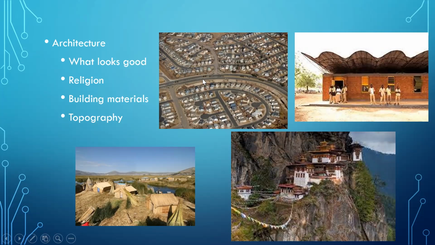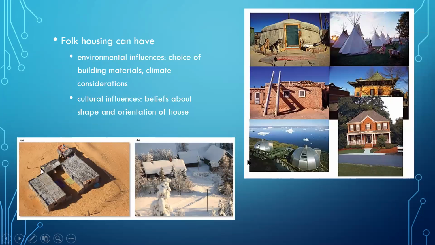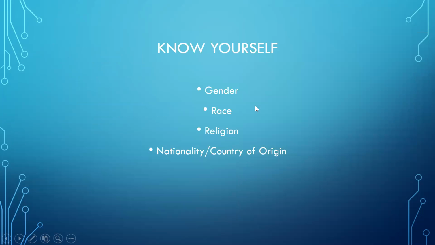So, suburbs, the rural areas, or in East Asia and Southeast Asia, you've got these Buddhist temples here in the high elevation. Going back to folk and pop culture, folk housing is what I was saying earlier: environmental influences, choice of building materials, local climate considerations, and beliefs about the shape and orientation of a house. You've got plenty of examples here to look at.